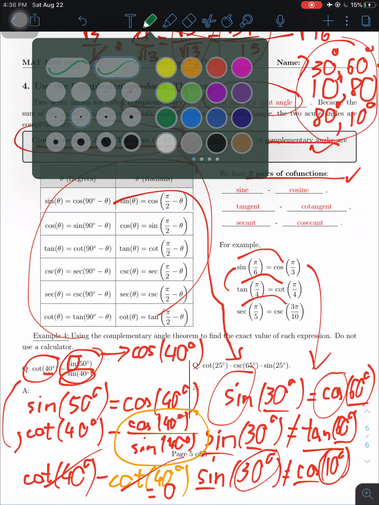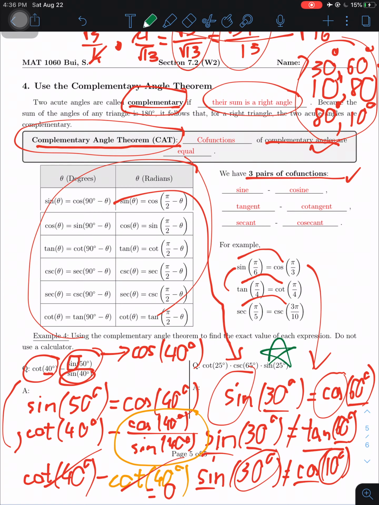Let me put a green star on this one. This is your turn. You have to do this one.